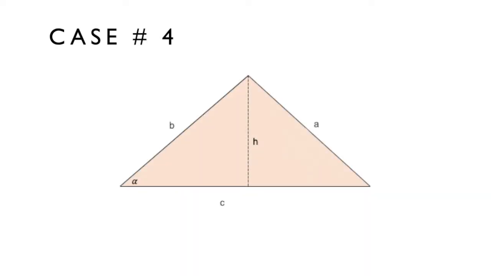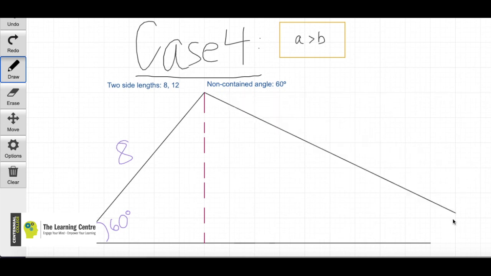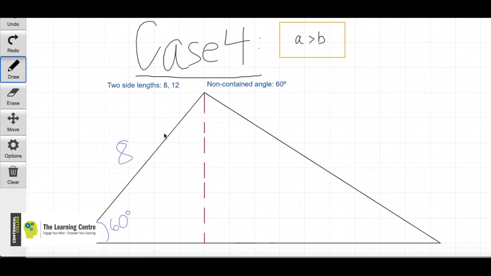Now our fourth case is when A is greater than B. So here we still have that our B is 8, our non-contained angle is 60 degrees, and our side length A is 12. And so here we draw our side length of 12, and if we drag it down, you see that once again we have an acute angle, and even if we want to try to do this from the other side, we see that we cannot have a second triangle because we cannot create a side length of 12, and so we only have one possible triangle to be made in this case.